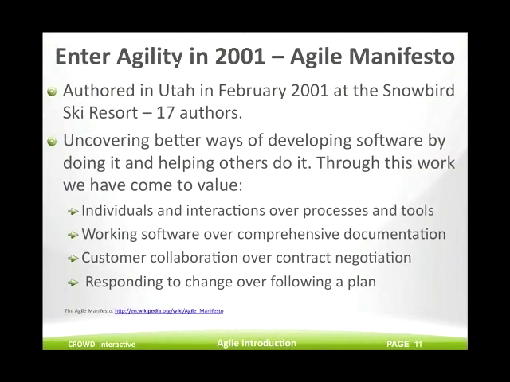One is individuals and interactions are valued over processes and tools. Working software is valued over comprehensive documentation. And customer collaboration is valued over contract negotiation. And finally, and perhaps most importantly, responding to change is valued over following a plan. So it may sound very broad when you first think about the Agile Manifesto. So let's dive into the specifics.